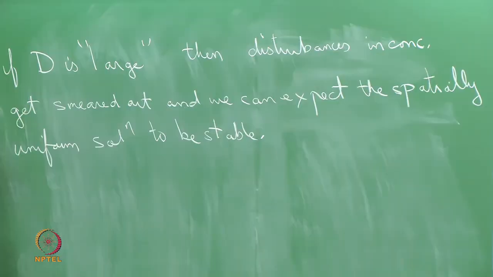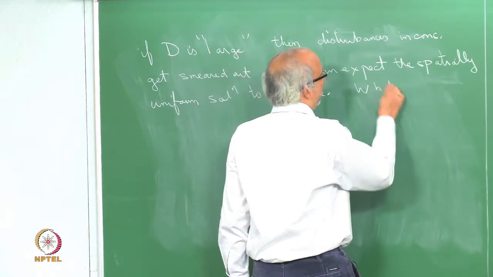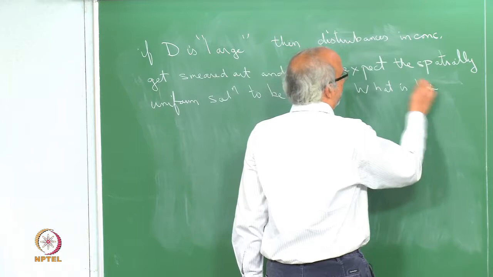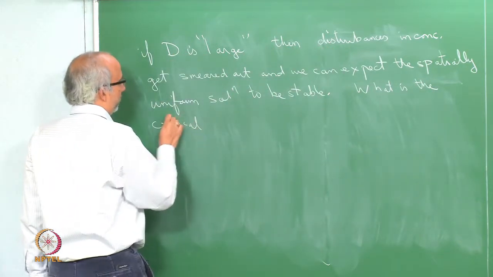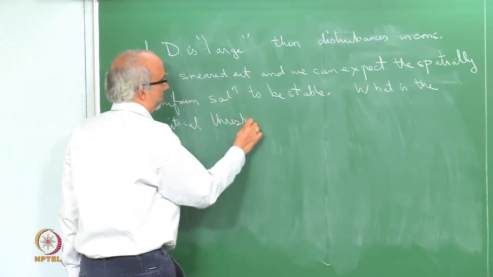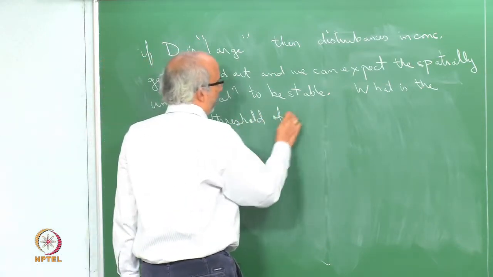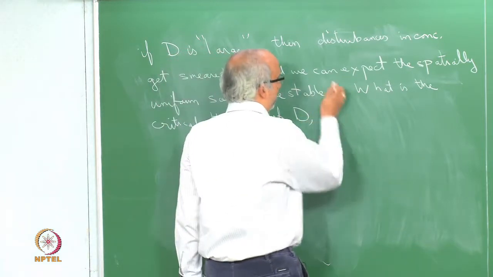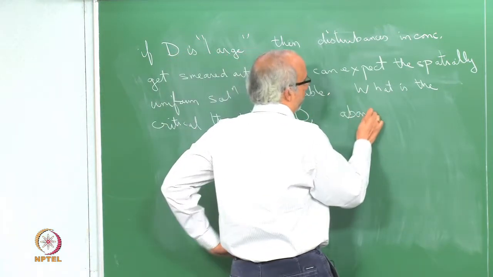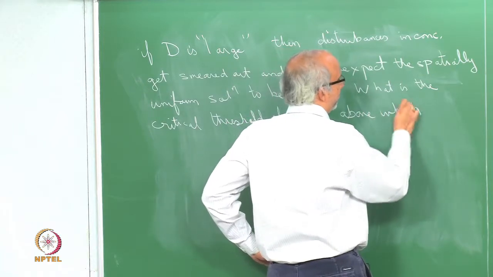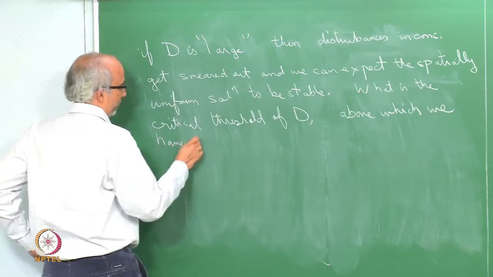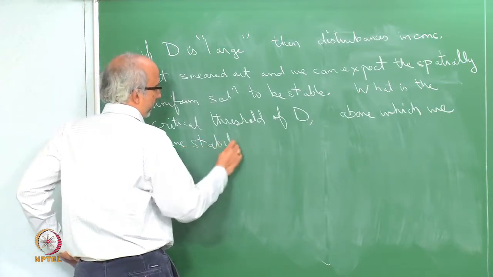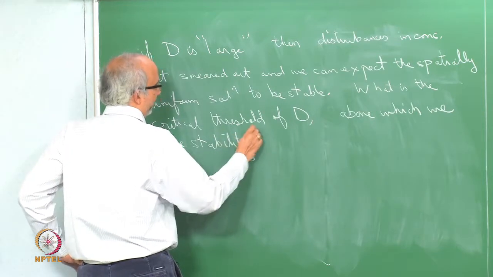Okay? But D is large means what? D is larger. So what is the critical threshold of D above which we have stability? That's the question.